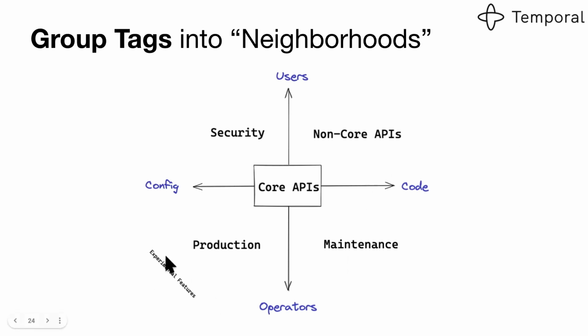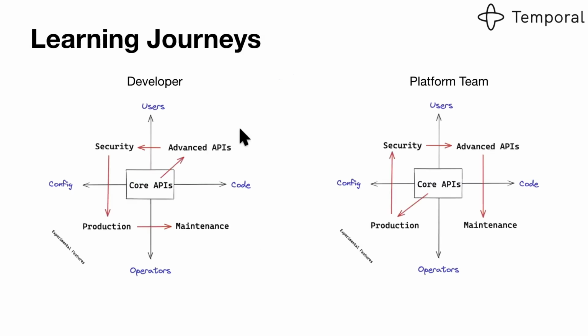And also we have a lot of non-core APIs. And I didn't know where to stick the experimental features, so I kind of stuck it in here just because mostly they're parts of the server. So yeah, those are our neighborhoods, right? And should security be so high up in its own category? Maybe not. And then from there, you can start to draw a learning journey.